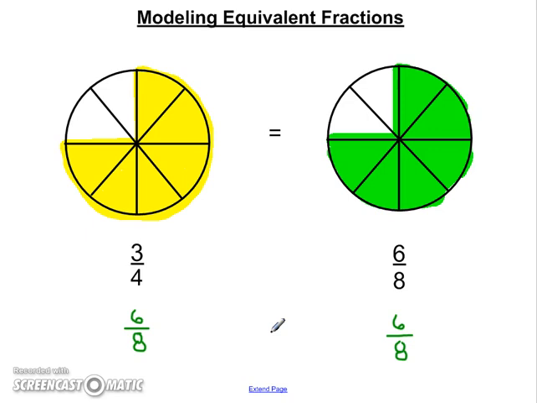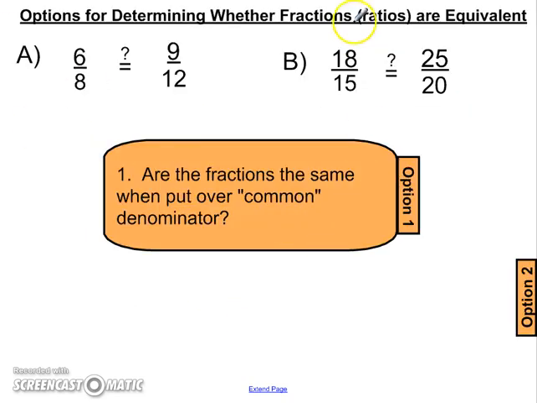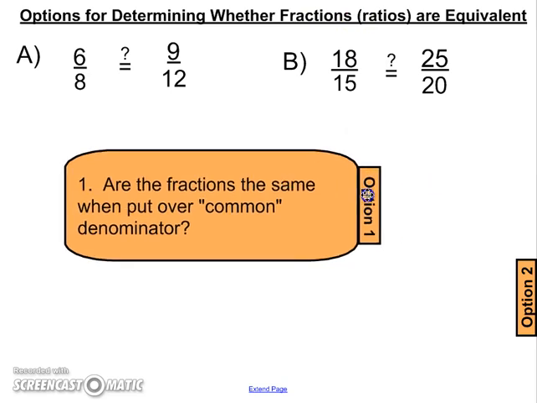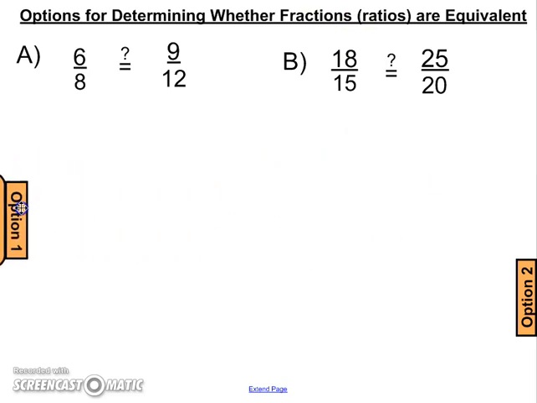So what we're doing is taking the slices of pizza and making them the same size so that we can put them together, okay? Which is basically what I'm doing here. If I put these into a common denominator format, the slices of my pizza are the same size, therefore I can compare them. The sizes are the same, so they can be compared.